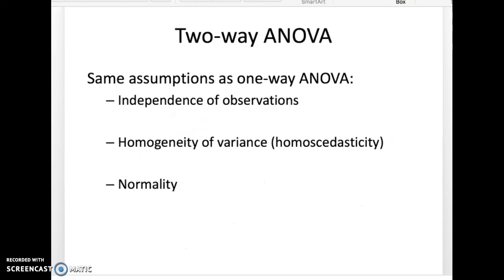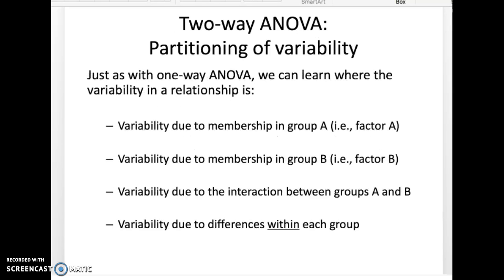The two-way ANOVA has the same assumptions as a one-way ANOVA: independence of observations, homogeneity of variance, normality. And we are still interested in partitioning variability. Here, though, we have a little bit more going on.